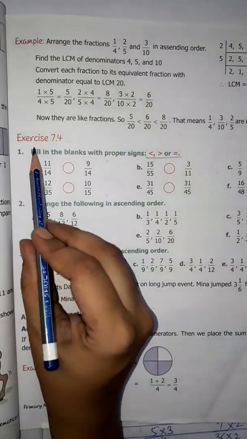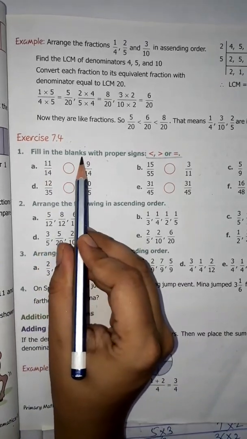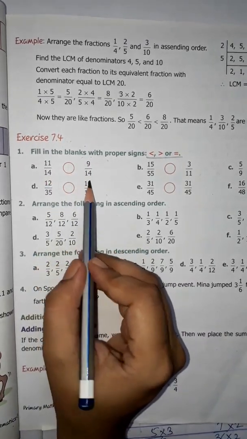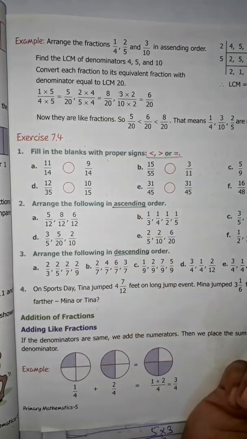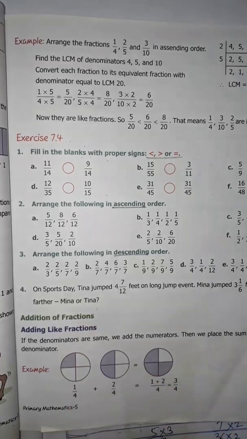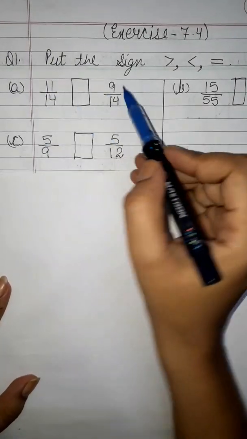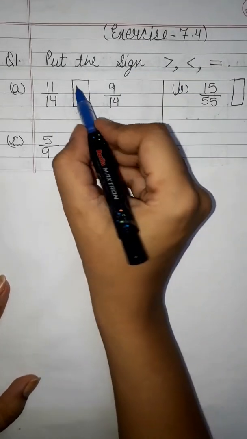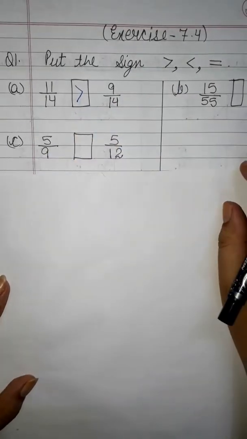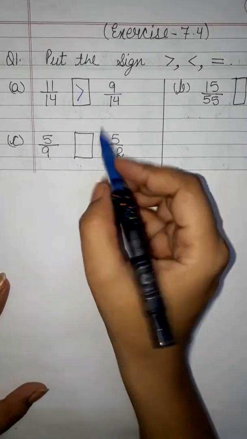So children, see exercise 7.4. Question number 1, filling the blanks. Now children, if you learn how to do the comparison, you can do ascending order and descending order. Now let's see how to do it in the register. Now see, children, 11 by 14, 9 by 14. Denominators are the same, the rule will be the same. 11 by 14 is greater.